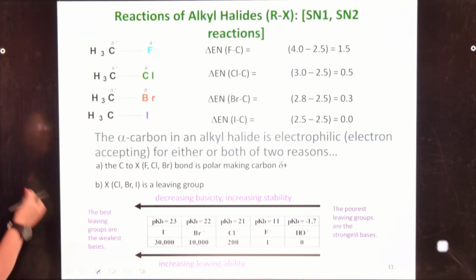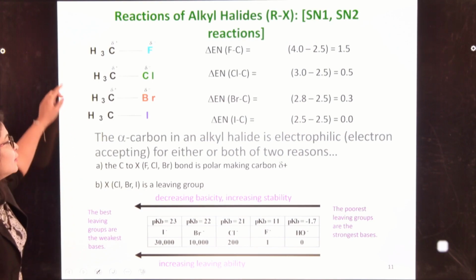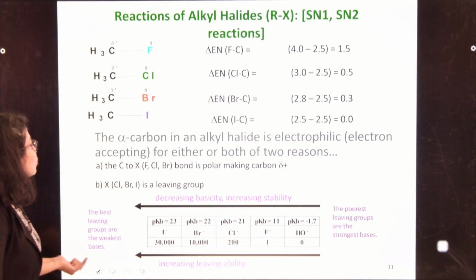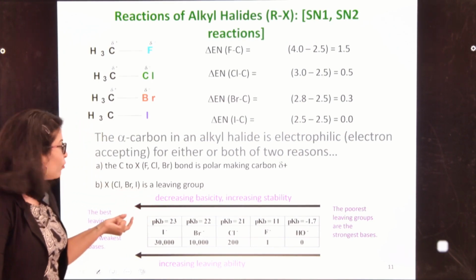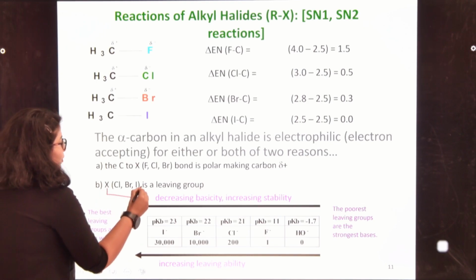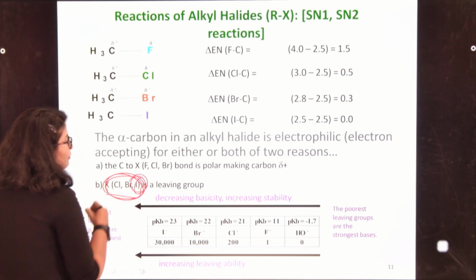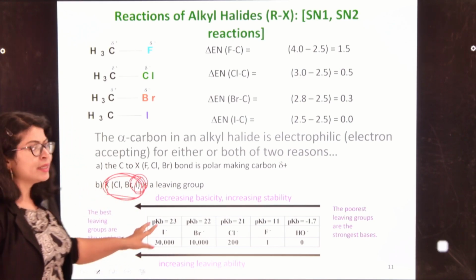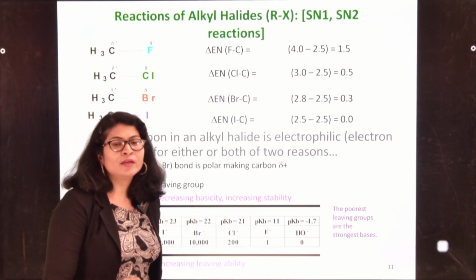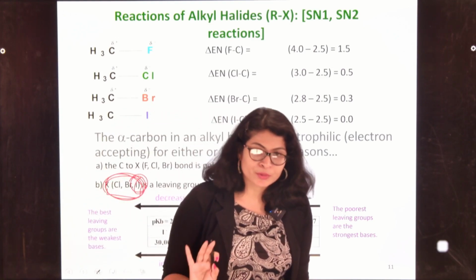Now the reaction of alkyl halides, if I see, this is the order of reaction. As I have already said, these halides are the leaving group, and out of these iodine is the best leaving group. So you don't have to remember these values, you just need to know that halides are better leaving groups.